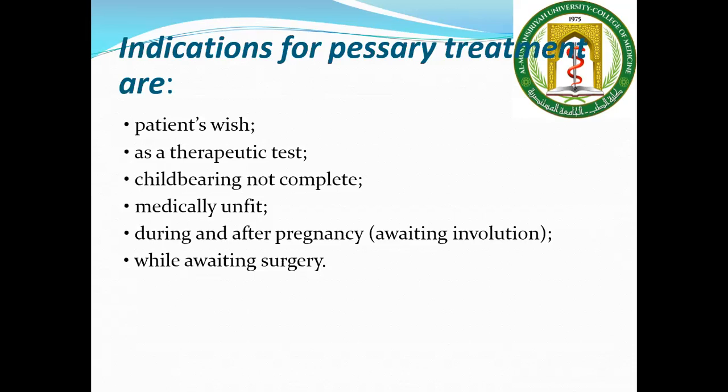If the patient is medically unfit and the surgery is very risky, or during pregnancy, if the patient is pregnant, we put a ring, and then after the uterus becomes big in size, retained within the abdomen, we remove the ring. And after delivery, we wait until the end of the puerperium. While awaiting surgery, in case of a long waiting list, we can put a ring, and then after that, at a suitable time, we do the surgery.